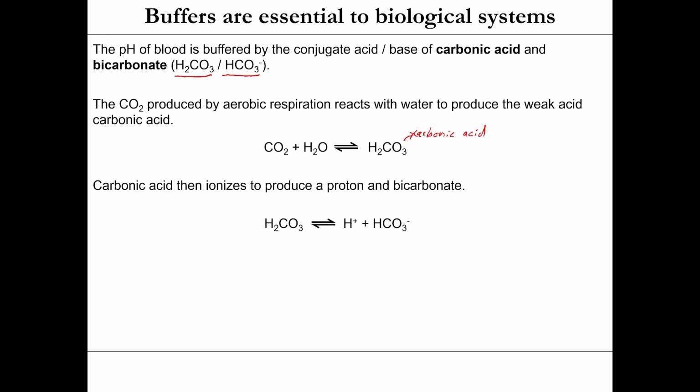So then carbonic acid will ionize to produce both a proton and bicarbonate. So this combination of a weak acid and its conjugate base, carbonic acid and bicarbonate, is what allows our body to keep our blood plasma at a pH 7. If it goes way higher than that or way lower than that, your cells cannot sustain life and you will die. So this is a very important part of biochemistry.